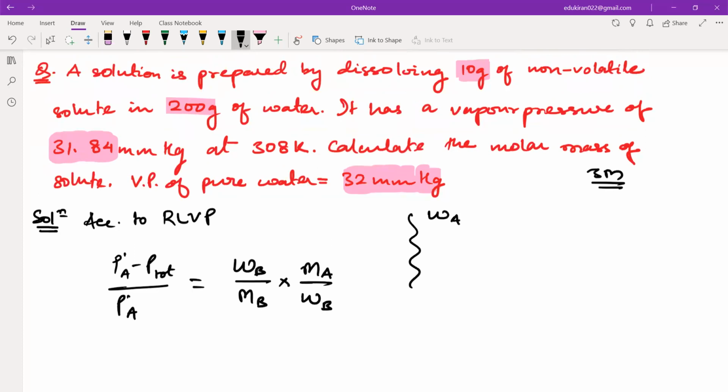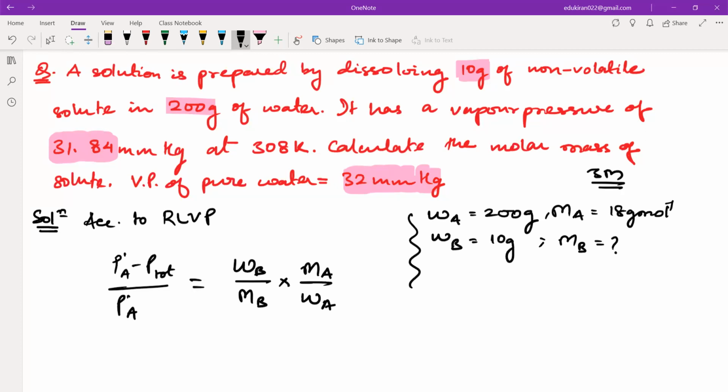What is W of A? यहाँ पे A होगा. What is W of A? It is equal to 200 grams. WB is how much? 10 grams. What is the molar mass of A? Water का molar mass होता है 18 grams per mole. What is the molar mass of B? यही तो find करना है. And this is what we have to find out.